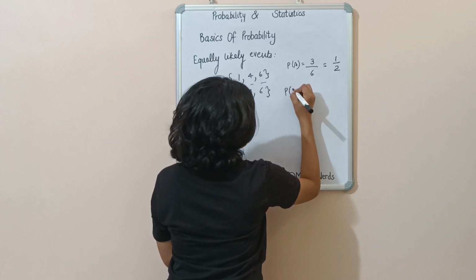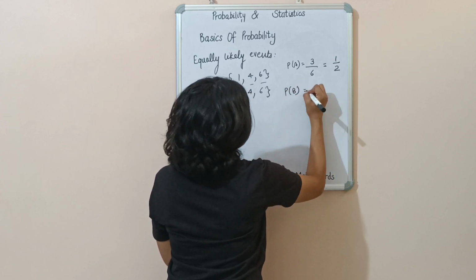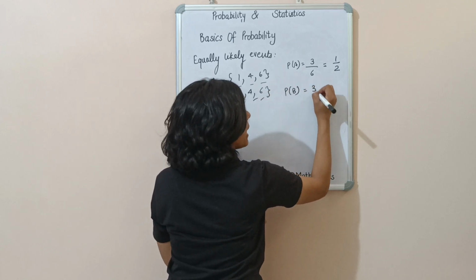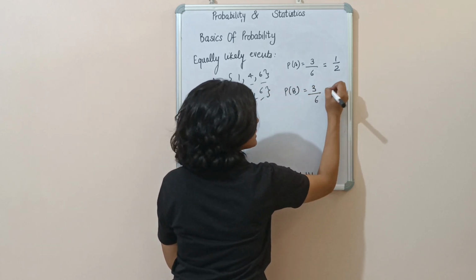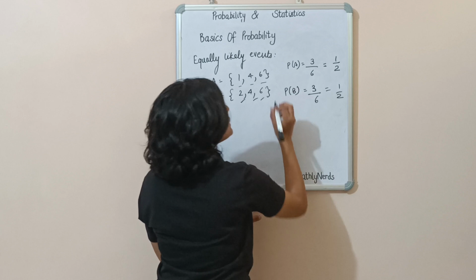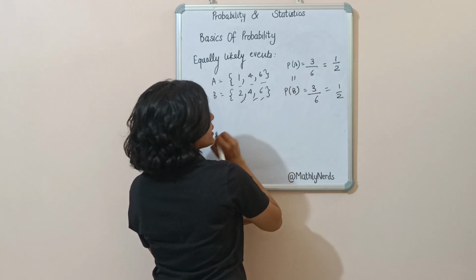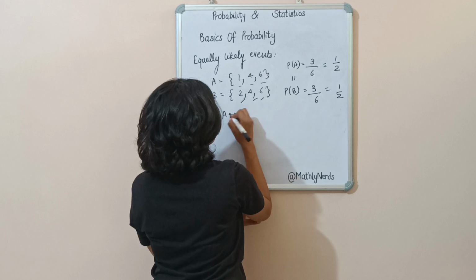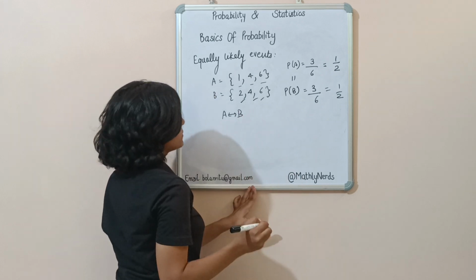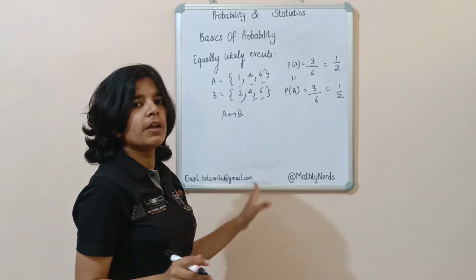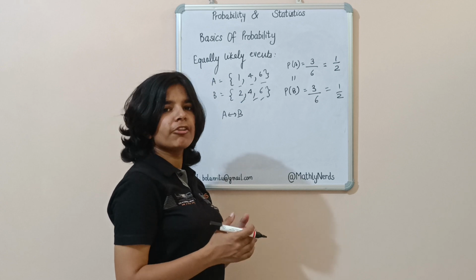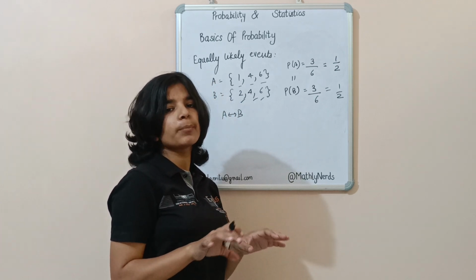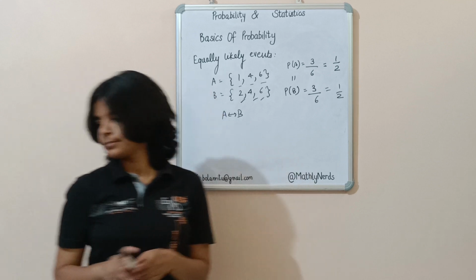Probability of B: total number of favorable outcomes 3, by total number of outcomes 6. It is 1 by 2. As probability of A equals probability of B, that's why A and B are equally likely events. Now we will solve some questions so we can get a grip on our concepts.